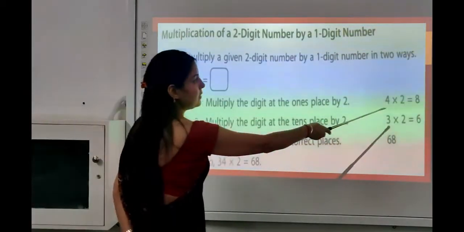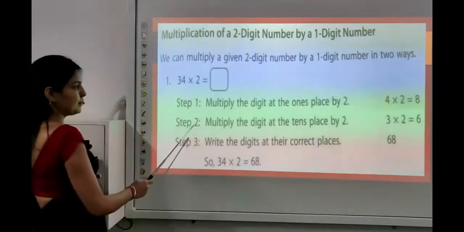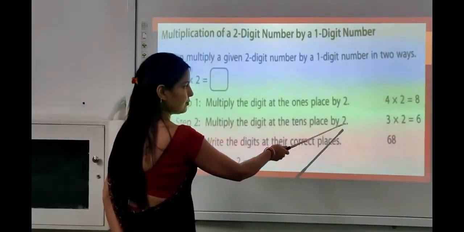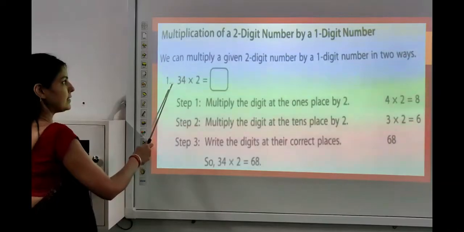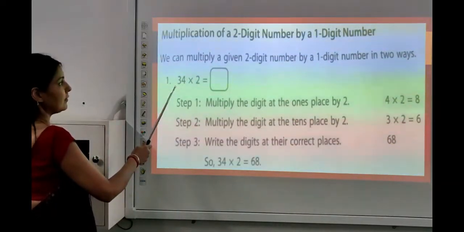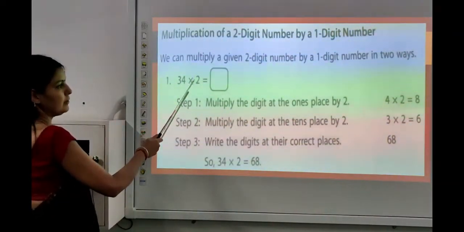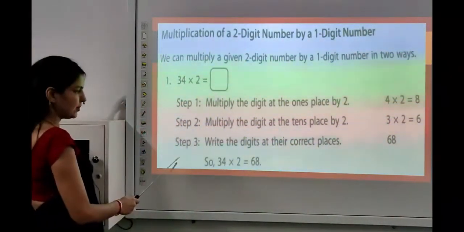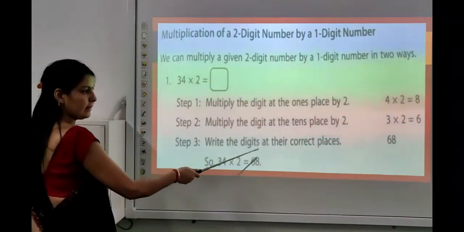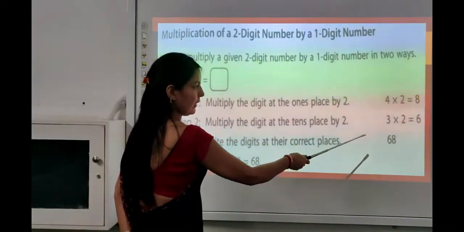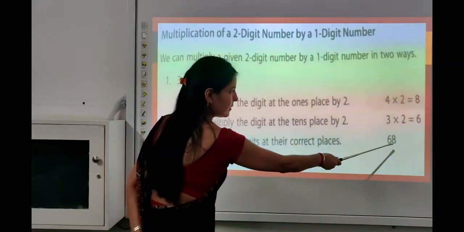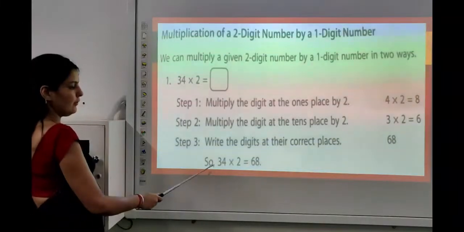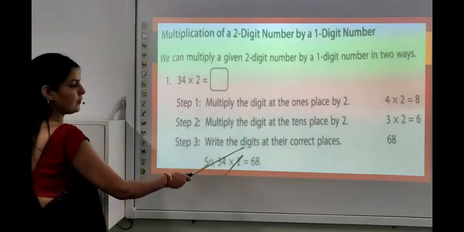It will be 8. Step 2. Multiply the digit at the tens place by 2. Here 3 is at tens place, so we will multiply 3 by 2. It will be 6. Step 3. Write the digits at their correct places. 8 is on ones place, 6 is at tens place. So 34 multiplied by 2 is equal to 68.